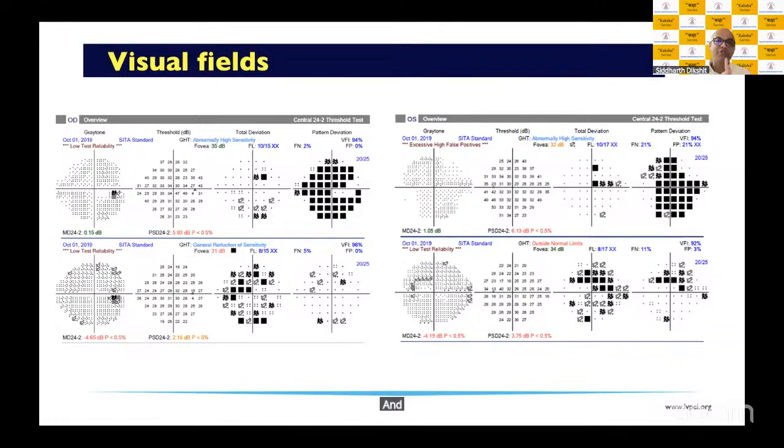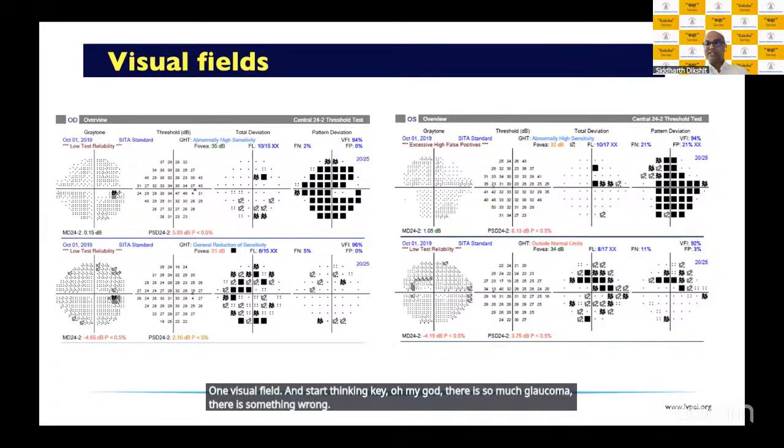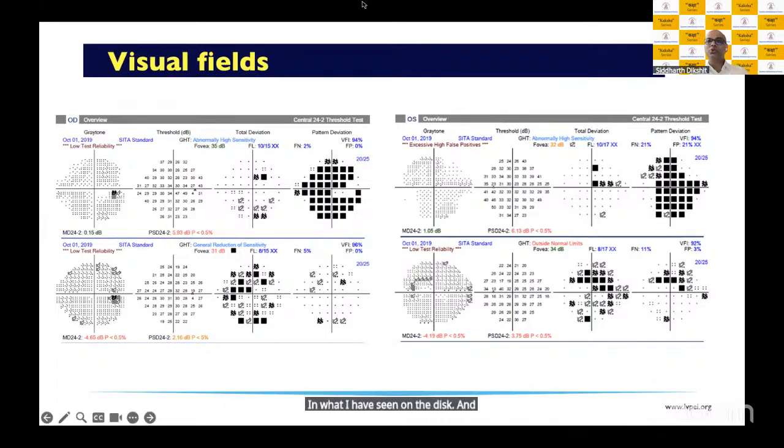And I have specifically chosen this visual field, okay? Because you can see how grossly abnormal this was on the first go, and how much better it has become with one repetition. Okay? You see that. So don't go by just one hemifield, one visual field, and start thinking, oh my God, there is so much glaucoma, there is something wrong in what I have seen on the disc, and the visual field is so abnormal.